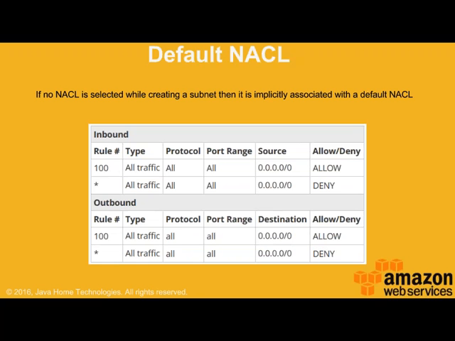Come to outbound rules. See this one. Again, rule number 100. All traffic, all protocols, all port range, to anywhere, it is allowed. This is the default. So the default access control list accepts all traffic and sends out all traffic.